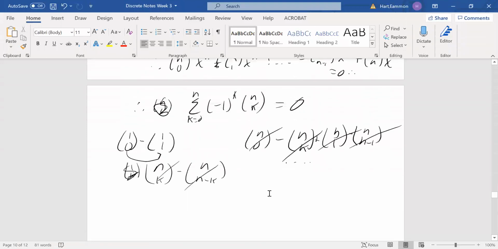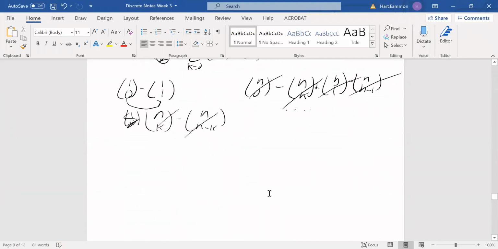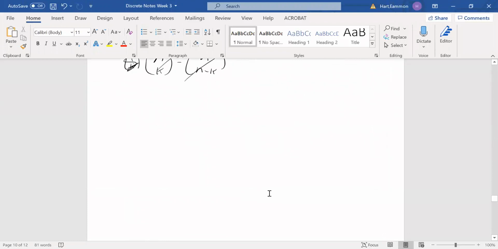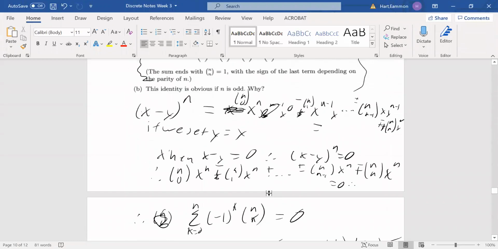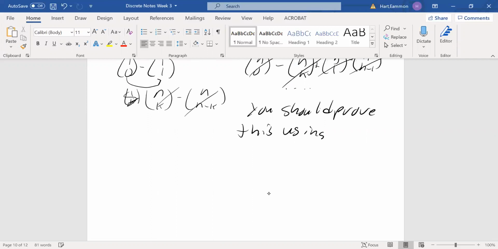And then you can also prove this using Pascal's triangle. So leave that as a little assignment for you guys: prove this using it. It shouldn't be that hard.